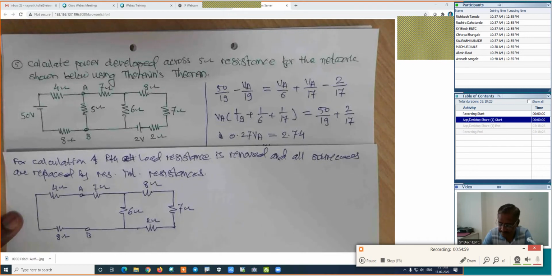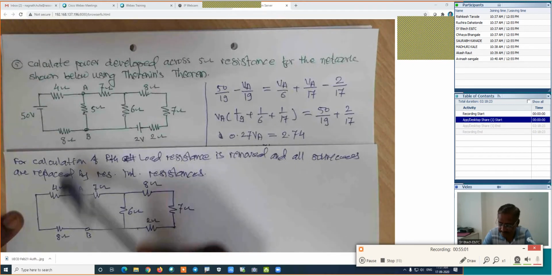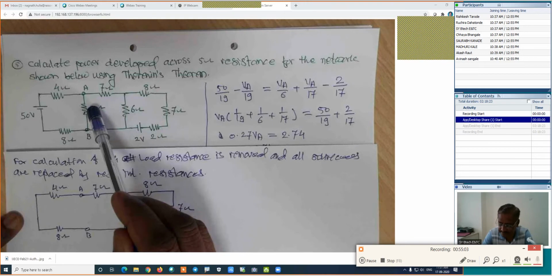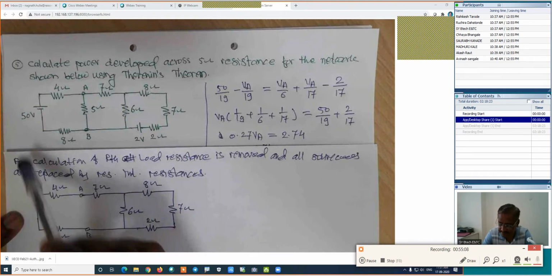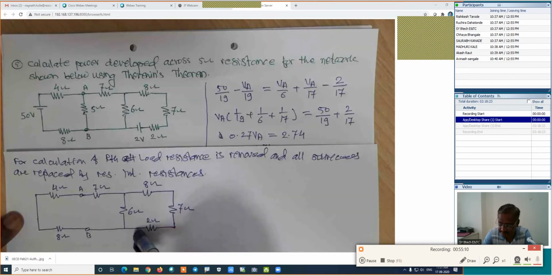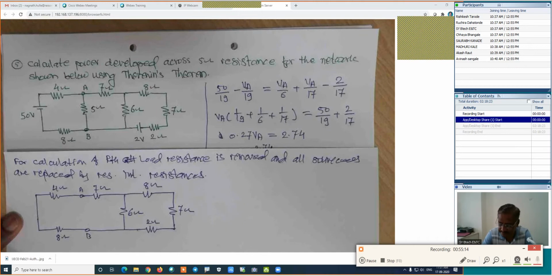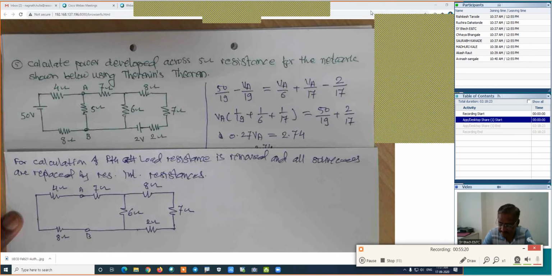What have I done? I have copied the same figure, removed the load resistance, and replaced the sources by their internal resistances. This source will be replaced by 0, and this source will be replaced by 0. Everything else will be the same. Now I want to know from your side: what are the series and parallel combinations?